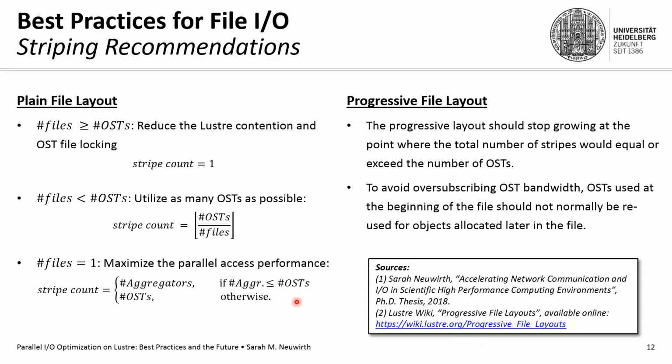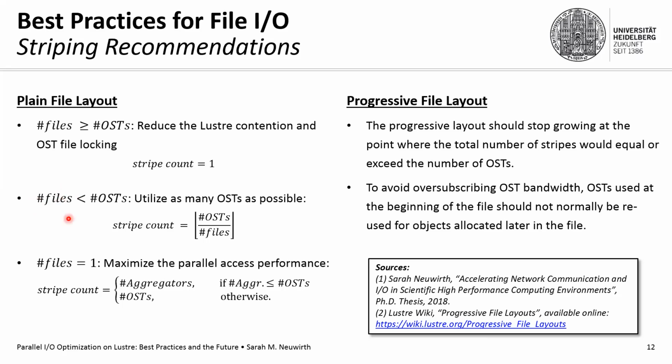So, taking all best practices into account, the following striping recommendations can be summarized. On the left side, we have the plain file layout. The first two address the file-per-process pattern. If your number of files equals or exceeds the number of storage targets available in your system, your main goal should be to reduce Lustre contention and storage target file locking. This can be achieved by setting the stripe count to 1.